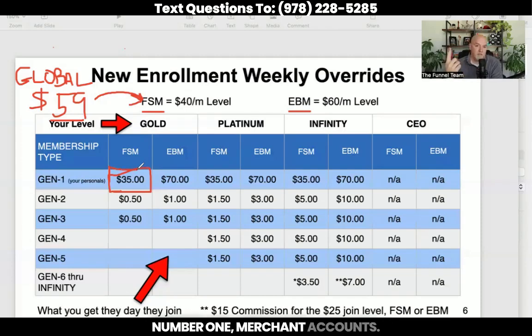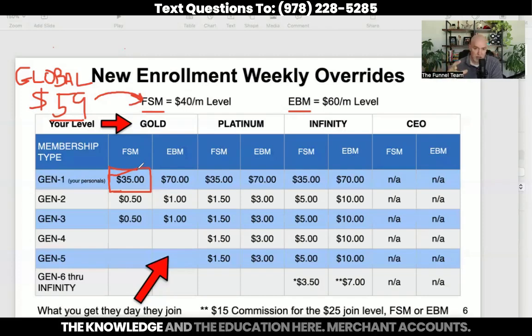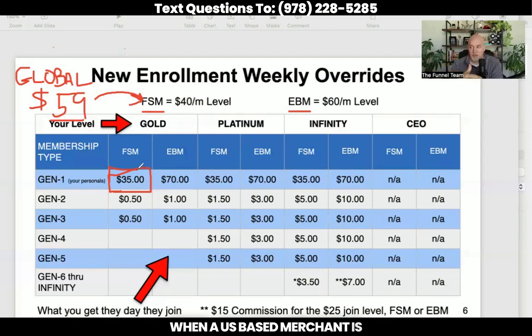Number one, merchant accounts. And this is something that you don't really have to worry about or think about, but it is something that does play a factor in. So I'm just giving you the knowledge and the education here. Merchant accounts, when a US-based merchant is paying overseas, there are higher fees. So plain and simple, you have to build some of those fees into the commission. And that's why it is $35 instead of saying, like $45.